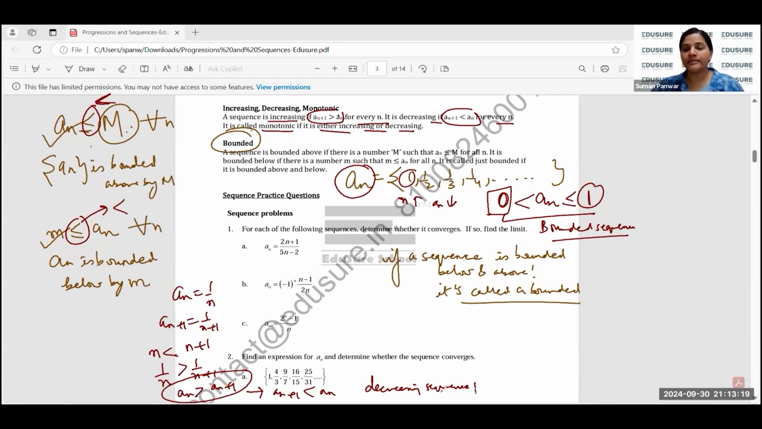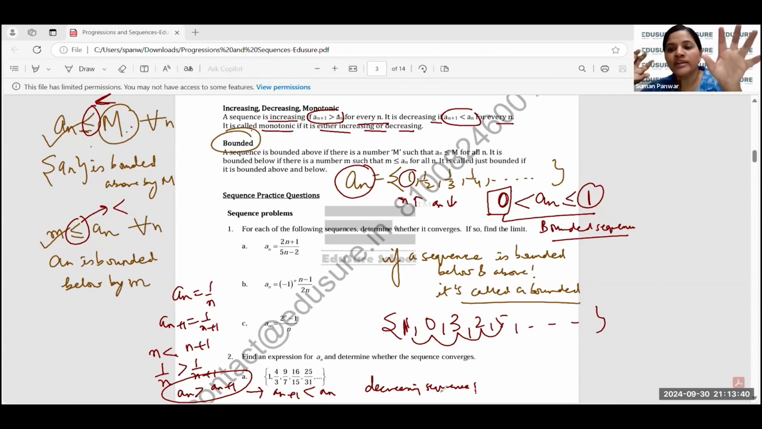But it should not happen that somewhere it is decreasing and somewhere it is increasing. For example, if you have a sequence 1, 0, 3, 2, 5, this is neither increasing nor decreasing. It was 1, then it became less than 1, now it became more, then less again, then more again. So I cannot term it as an increasing or a decreasing sequence. So a monotonic sequence is the one which is either only increasing or only decreasing. Okay, I will not have both the cases together. So that is the definition of a monotonically increasing, monotonically decreasing sequence, and we should know what are bounded sequences.